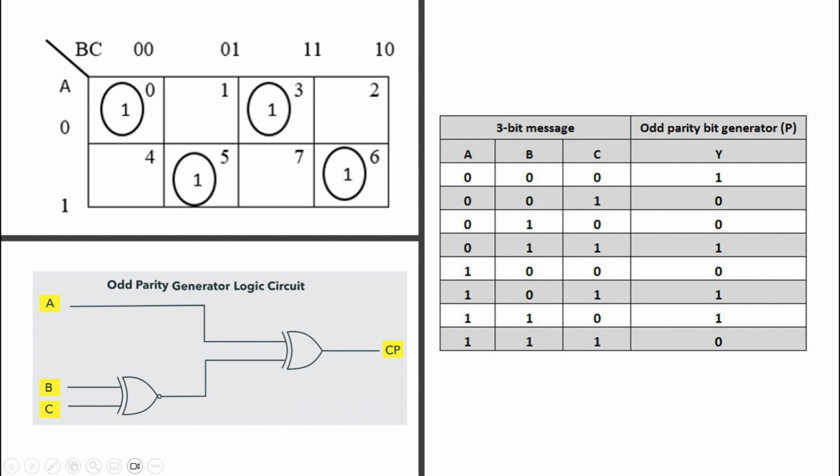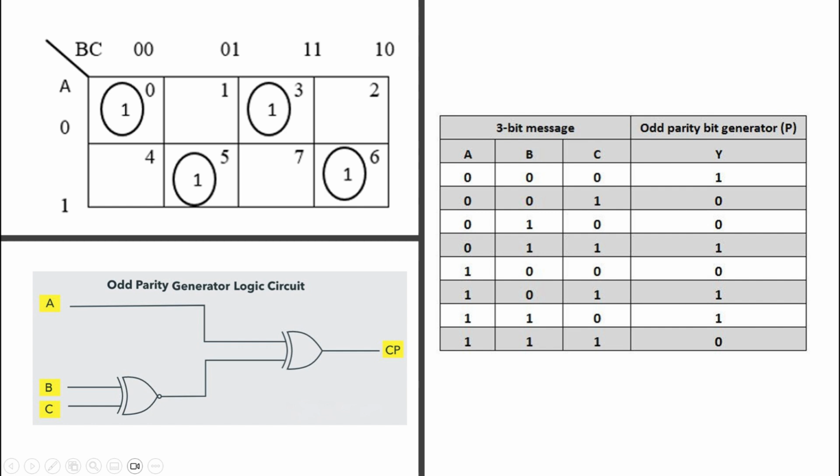On the right side of the slide, there is a table called a truth table. A truth table is just a list that shows what output the circuit produces for every possible input. In this truth table, there are 3 inputs labeled A, B, and C. These are the 3 data bits. There is one output labeled Y. This Y is the parity bit that the circuit generates. Let me walk you through a couple of rows so you see how it works.